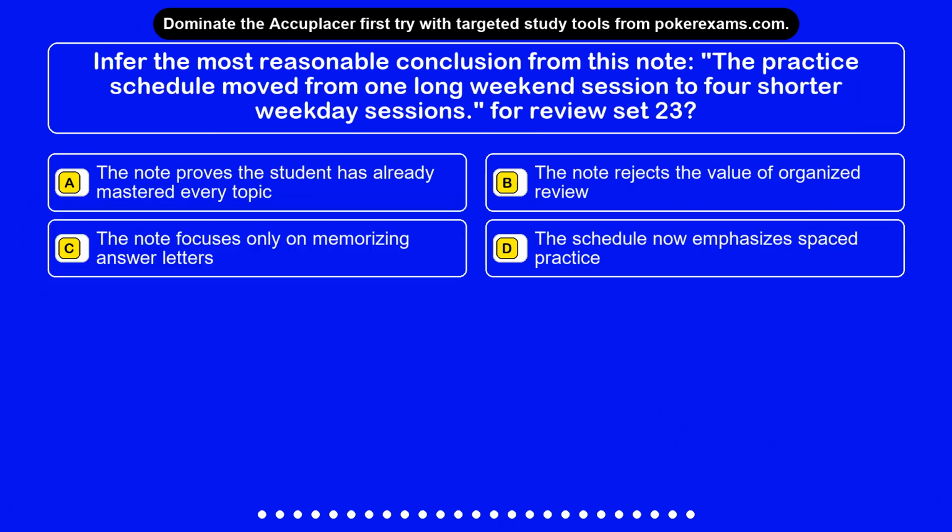Question 14. Infer the most reasonable conclusion from this note. The practice schedule moved from 1 long weekend session to 4 shorter weekday sessions. For review set 23. Option A. The note proves the student has already mastered every topic. Option B. The note rejects the value of organized review. Option C. The note focuses only on memorizing answer letters. Option D. The schedule now emphasizes spaced practice.